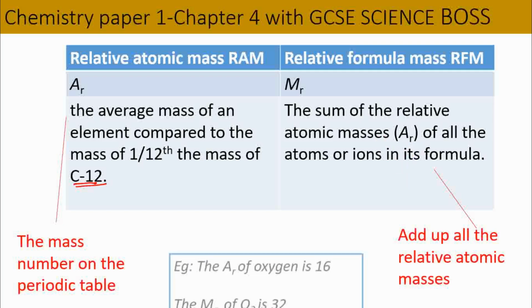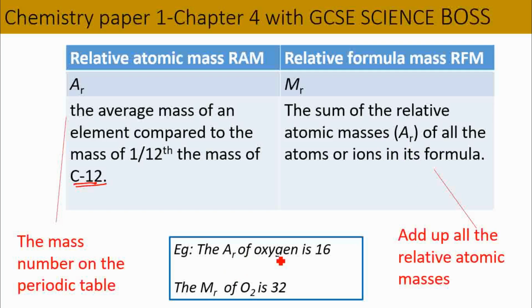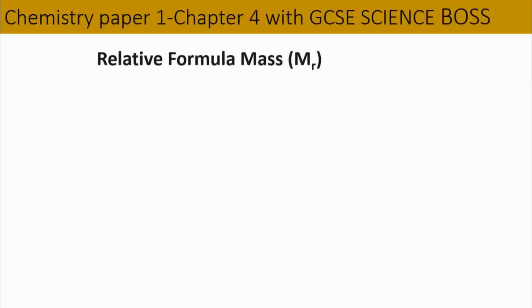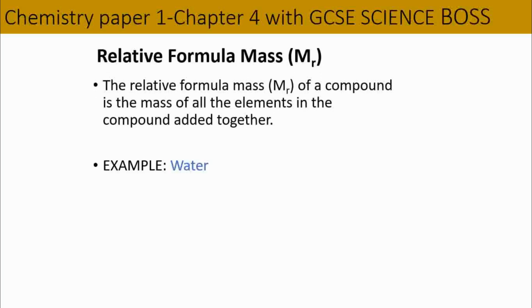For example, the AR for oxygen is 16. So when you look at the periodic table, you're going to see 8, you're going to see 16. That value there is the AR, the relative atomic mass. However, the MR for an oxygen molecule is 16 times 2, which gives you 32. Hopefully that makes sense.